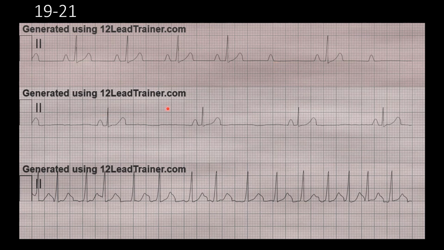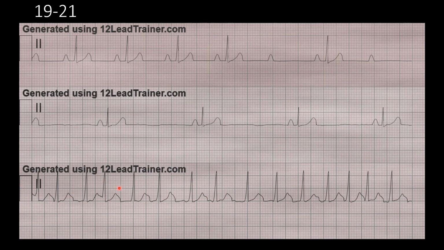This next one down here looks regular and a rate of about 40. We do have P waves that are unifocal or monomorphic, and they appear sinus. Our PR interval is about 0.16, maybe 0.20 seconds, and our QRS is really narrow, like 0.04 or less. So with that, that would tell us that everything is really normal except for the rate. So this is a sinus bradycardia.